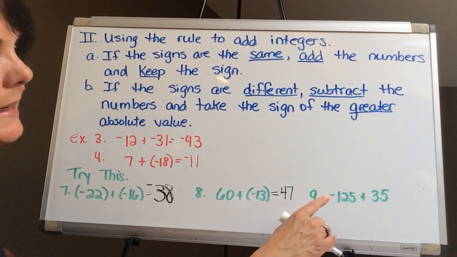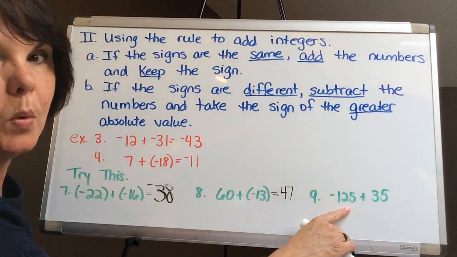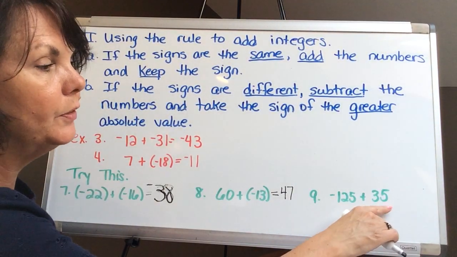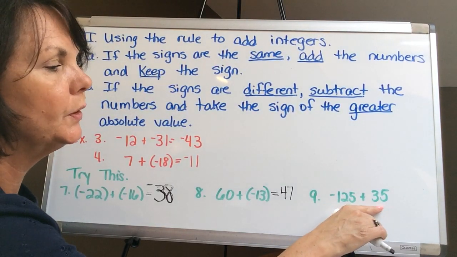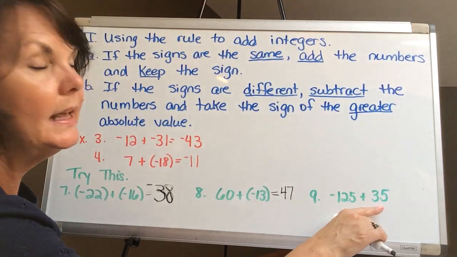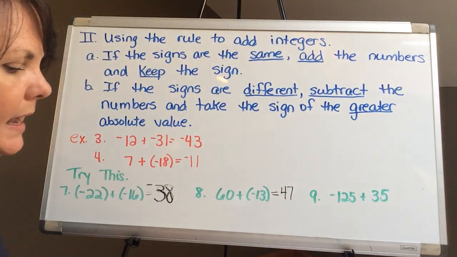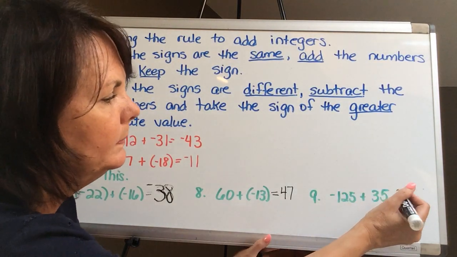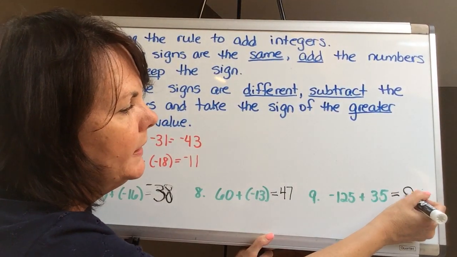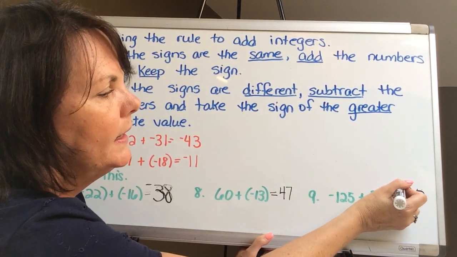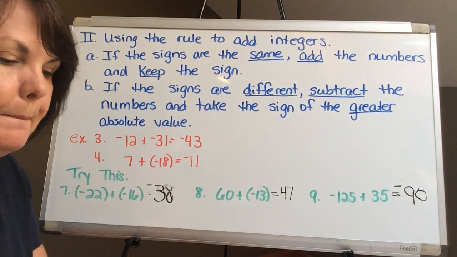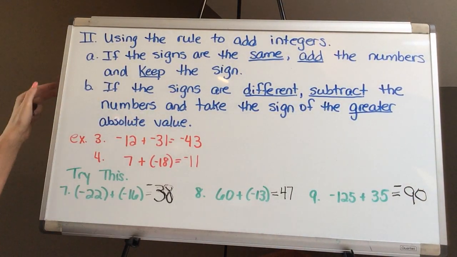And finally, -125, or 125 red and 35 yellow. 125 units to the left of 0 and 35 units back toward the right. Again, 0 pairs. And these are going to cancel each other out, leaving you with 90. You subtract and take the sign of the greater number, greater absolute value.